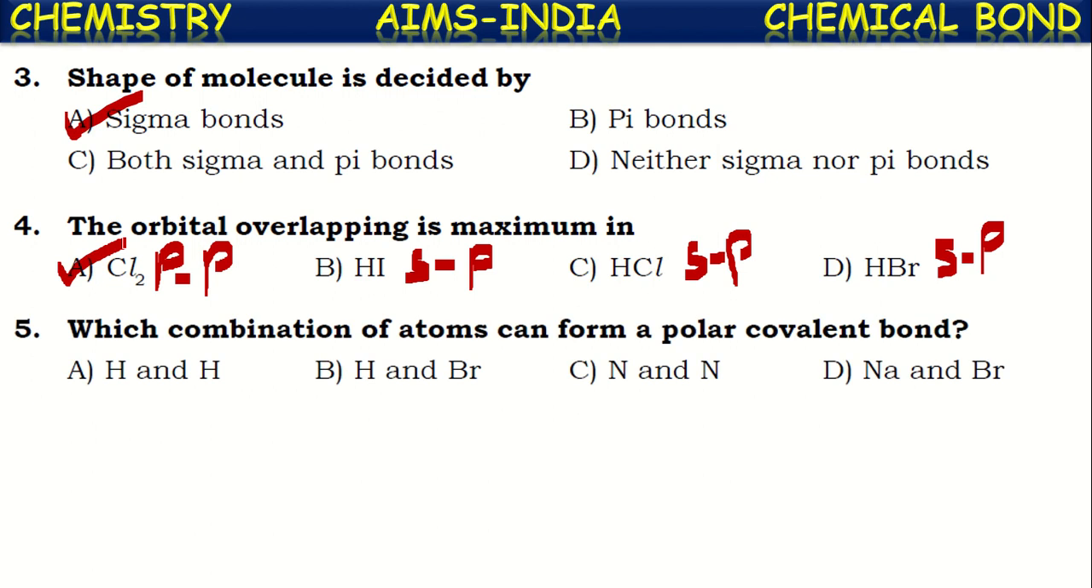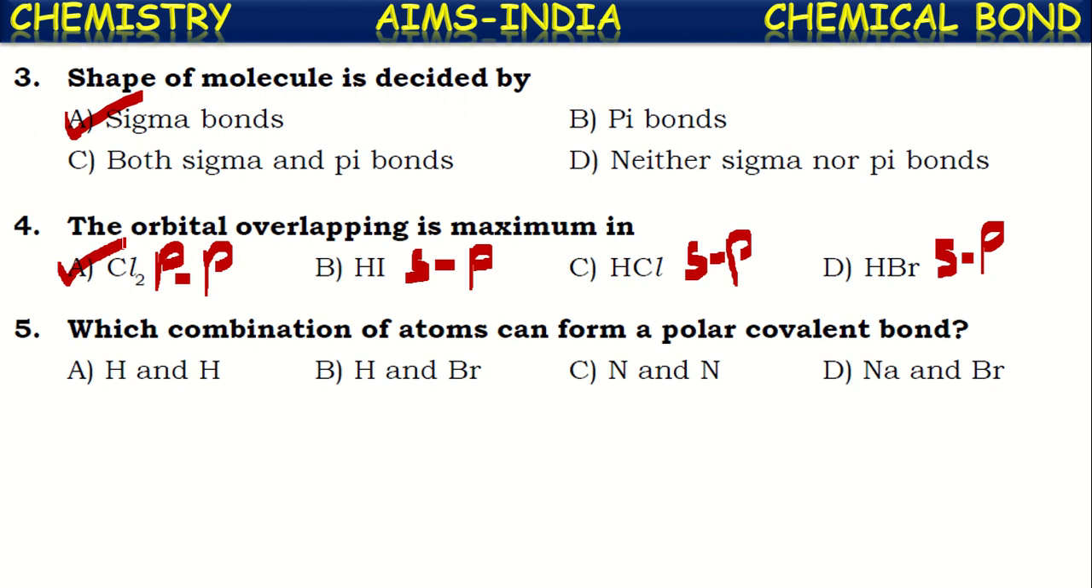Okay, next one. Which combination of atoms can form a polar covalent bond? So, what is meant by a polar covalent bond? The covalent bond in which the electron pair is unequally shared, or we can define it the other way also: the covalent bond which is formed between two different atoms, or between atoms having different electronegativities, will be a polar covalent bond.